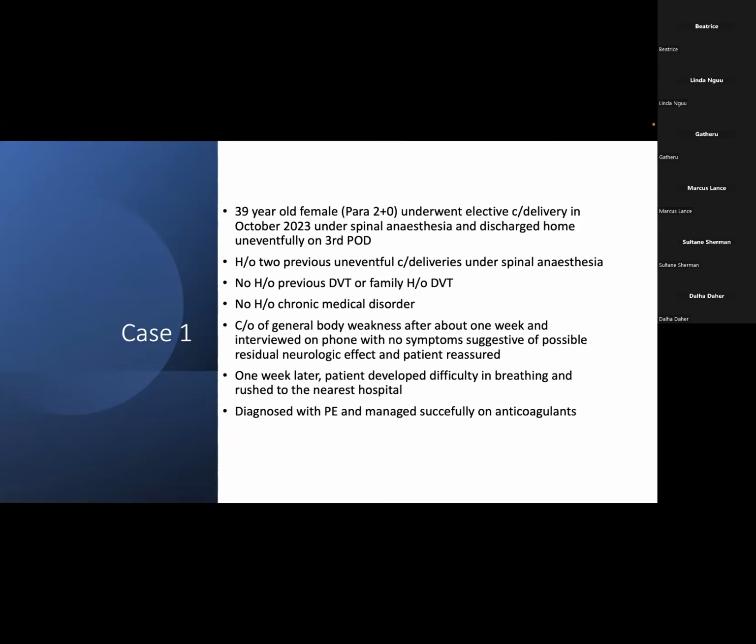1 week later, I was called and told that that patient developed difficulty in breathing and was rushed to the nearest hospital, which I think turned out to be Mater Hospital. And at Mater, she was diagnosed with pulmonary embolism, and by God's grace, was successfully managed on anticoagulants. This patient was not discharged on any anticoagulants.